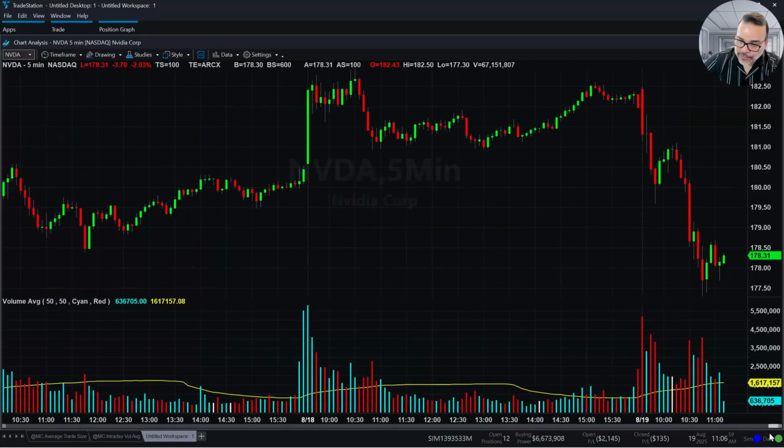Now, volume average, if you look over here on the right-hand side, at the moment is 1.6 million. But then the question is, what exactly is this average for? Based on the calculation of the indicator, that's an average for the last 50 bars. Of course, how many bars are in a day? That all depends on the time frame or the interval that you've selected for your chart. In this case, I have a 5-minute chart. So that's going to determine how many bars or how many candlesticks exist in a chart.